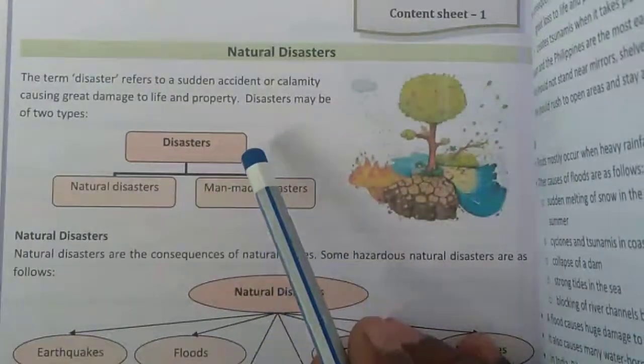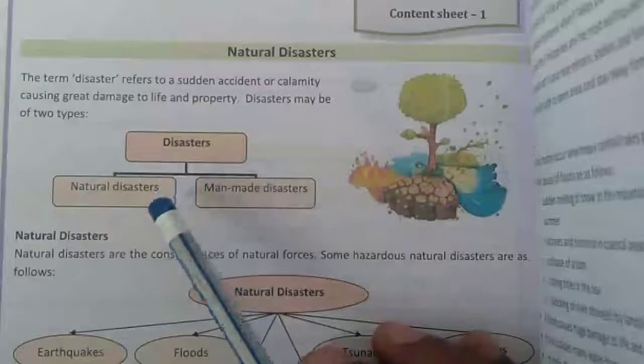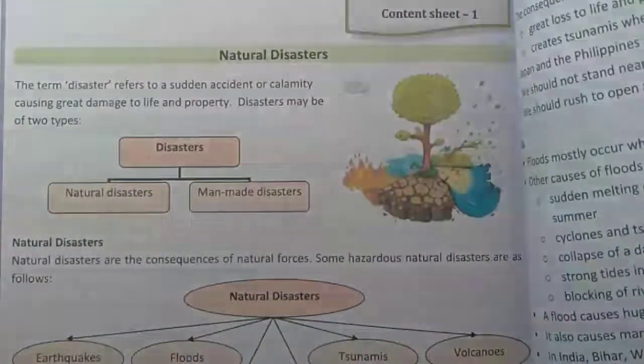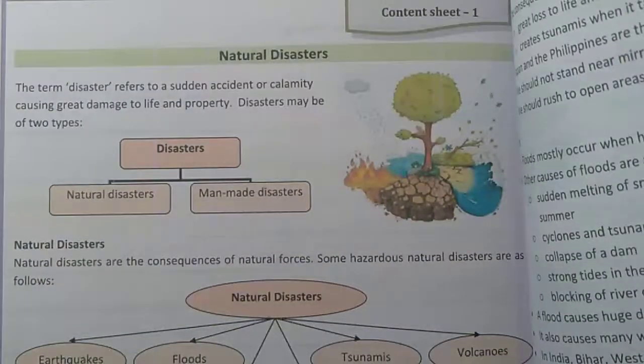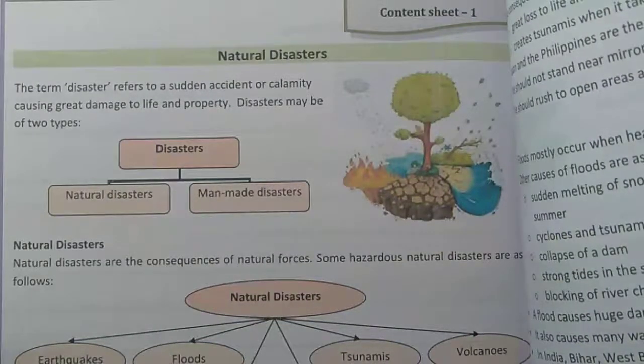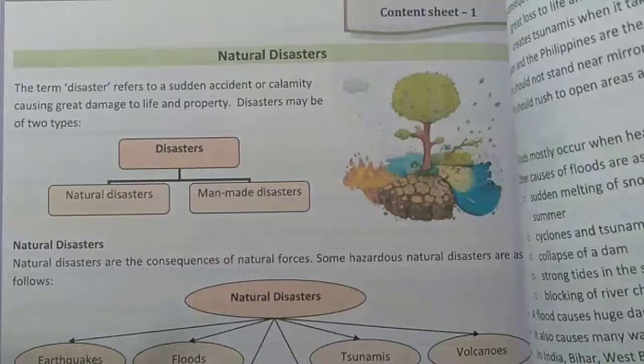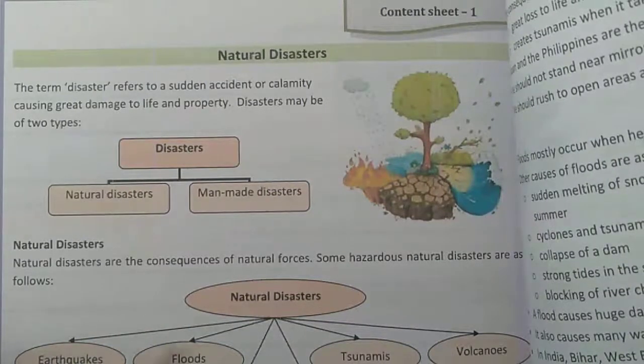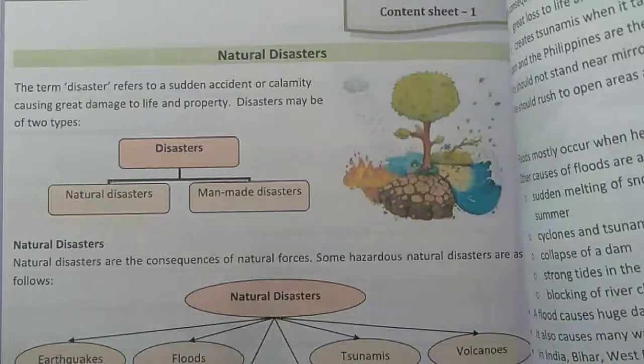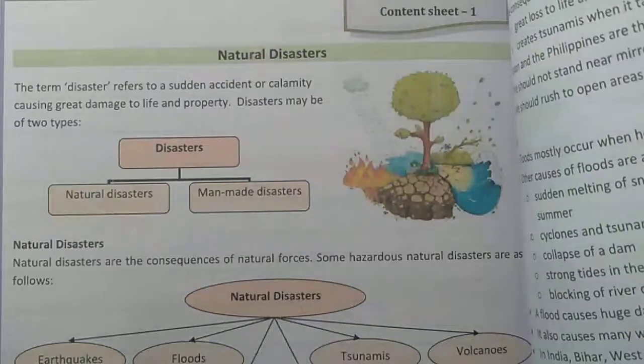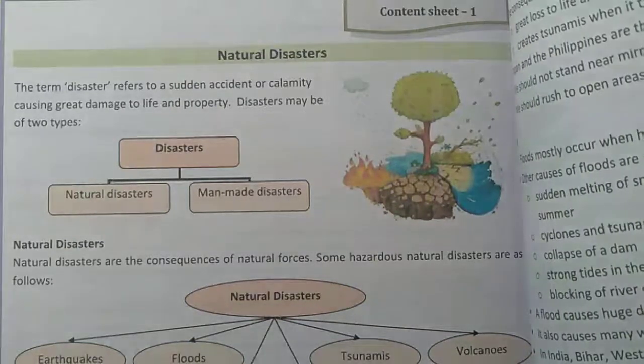After that, we took information about disasters. There are two types of disasters. First one is natural, second one is man-made disaster. In natural disasters, earthquakes, floods, droughts, cyclones, tsunamis and volcanoes are there. Earthquake, in that land shakes and trembles, and due to that there can be destruction of life as well as property.